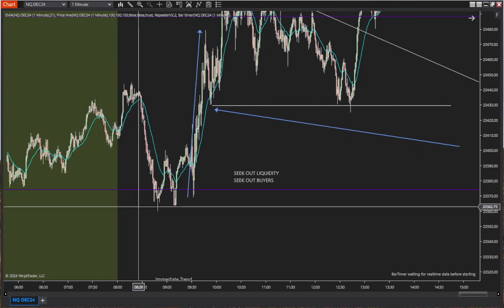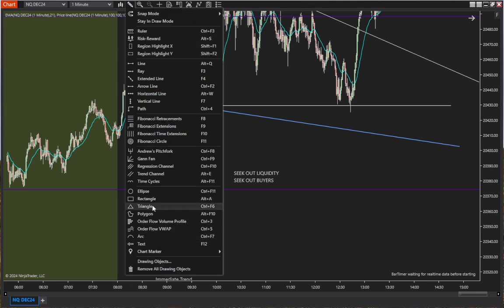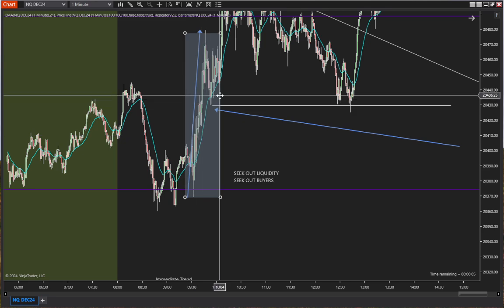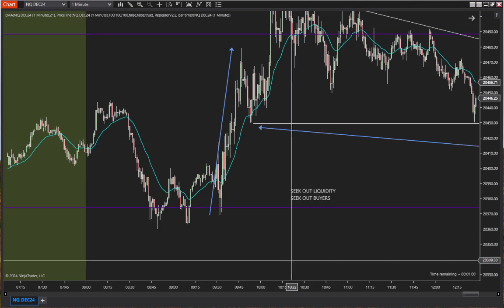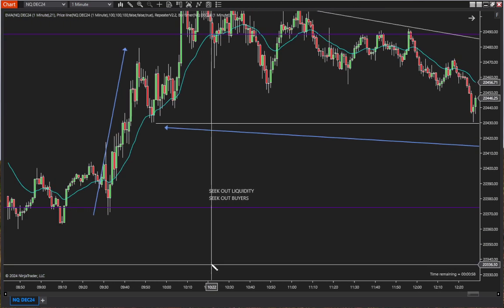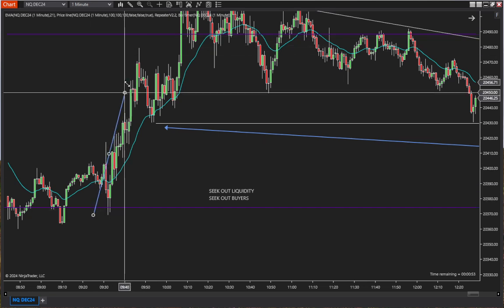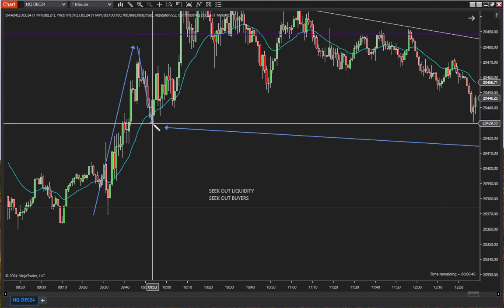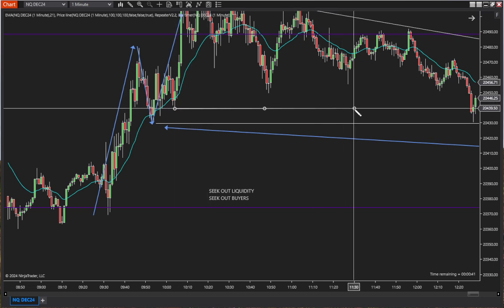You have your London low bouncing. This is the New York session open here. New York session opens long. What did we do? We formed market structure. Look at how clear this market structure is. We moved up. We pulled back. And we continued higher.